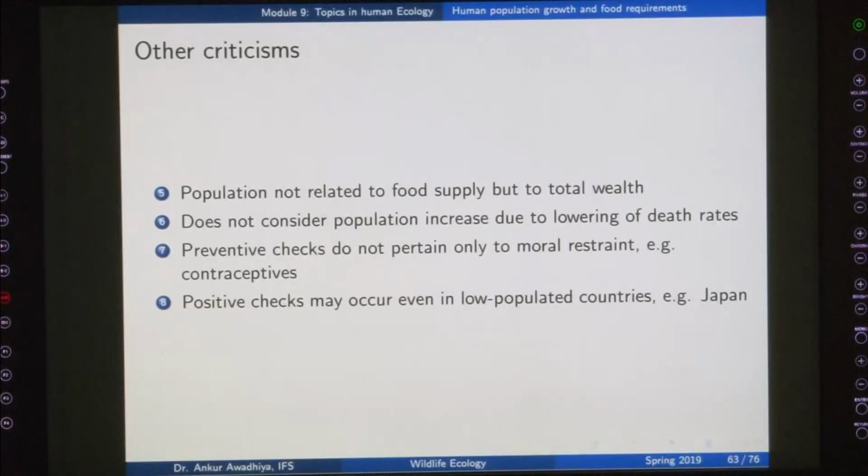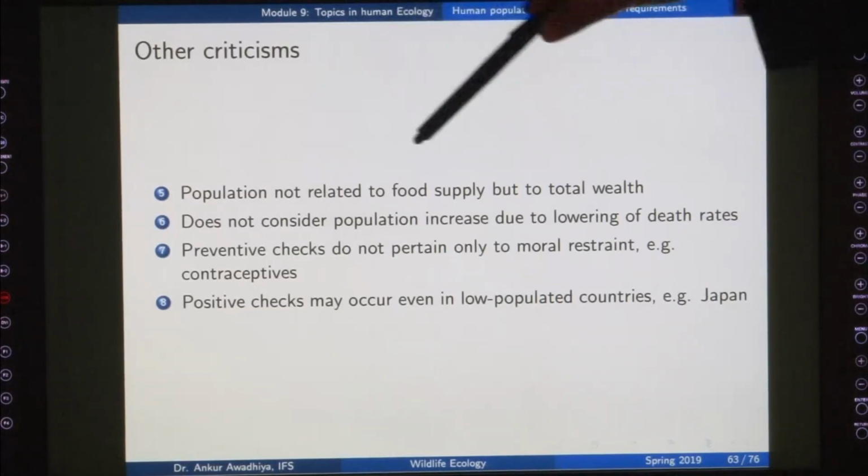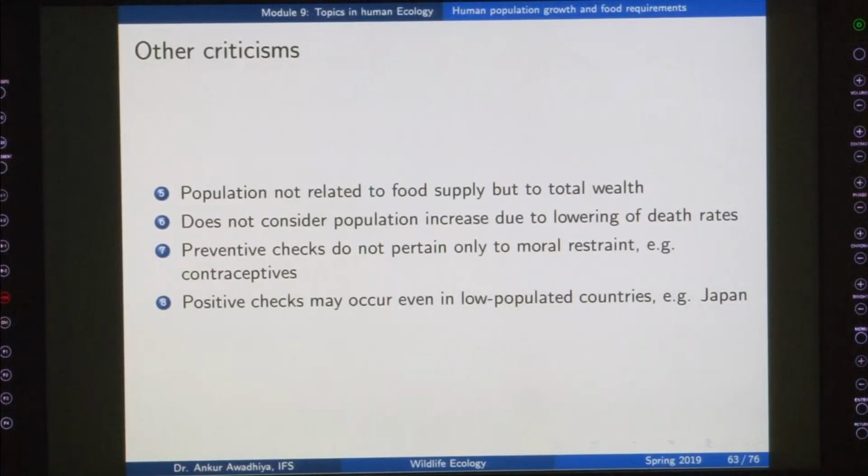But then in the case of Malthus' time, we did not have this understanding, and so Malthus only related population growth to the food supply. He was not able to relate it to wealth, which we now know is the actual cause of population increase or decline. Malthus also does not consider population increase due to lowering of death rates. That is, with new technologies, with modern medicine, we were able to reduce the death rates even further, and the Malthusian theory does not take this into account.